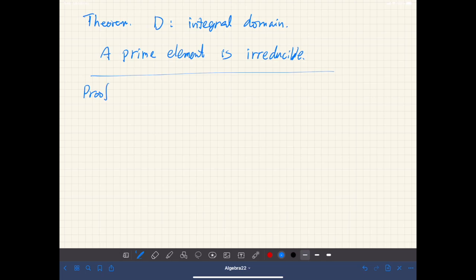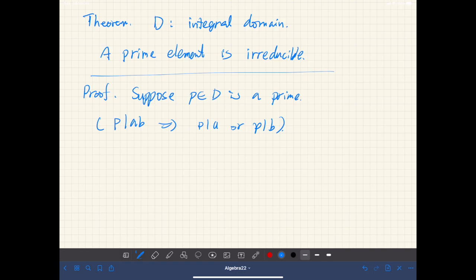So suppose P is a prime. By definition, this means that if P divides AB, then either P divides A or P divides B. So this is the definition of a prime. And we want to prove it is irreducible.